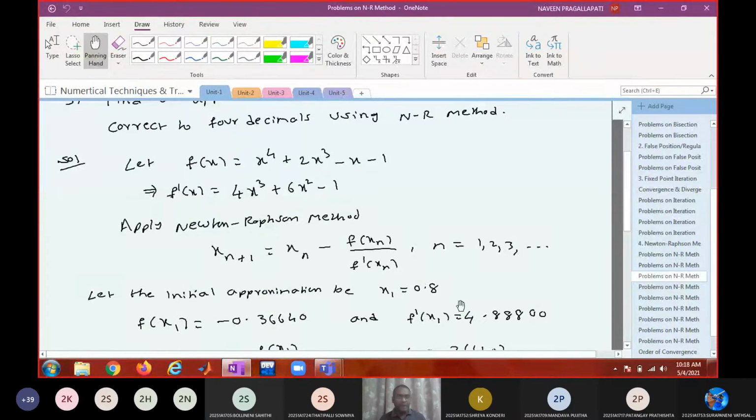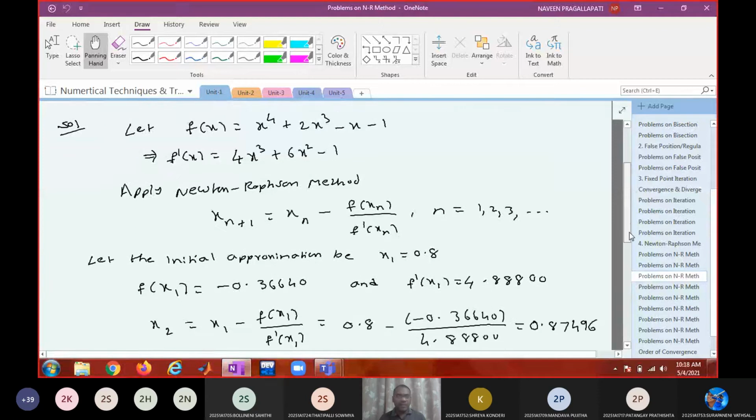For that, we didn't find any interval. We just computed the functional value at a point randomly. Instead of finding the interval, I just randomly substituted some value. It came out to be minus 0.3640, or minus 0.36640. So its magnitude is less than 1. Its magnitude is less than 1. So I thought I can go with this.